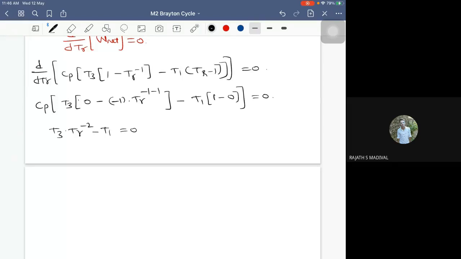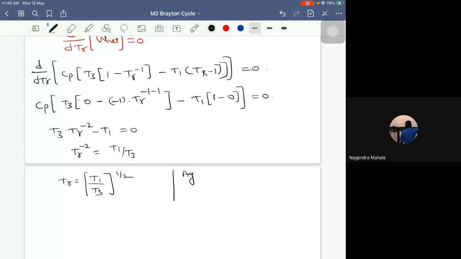Now send T1 to the other side. Can I write it as TR to the power of minus 2 equal to T1 divided by T3? Yes, sir. Right? Now, TR is equal to T1 divided by T3 whole to the power of 1 by 2. Yes, sir. Correct? Next, again.